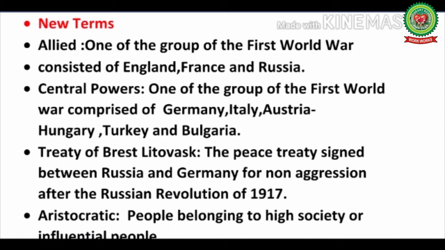Allied, one of the groups of the First World War, consisted of England, France and Russia. Central Powers, one of the groups of the First World War, comprised of Germany, Italy, Austria-Hungary, Turkey and Bulgaria.